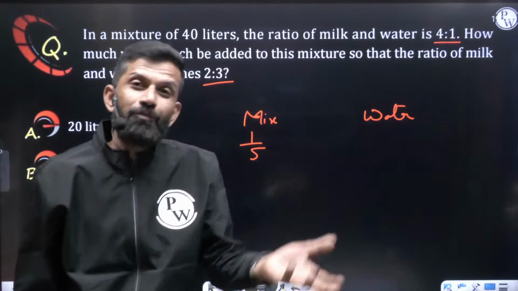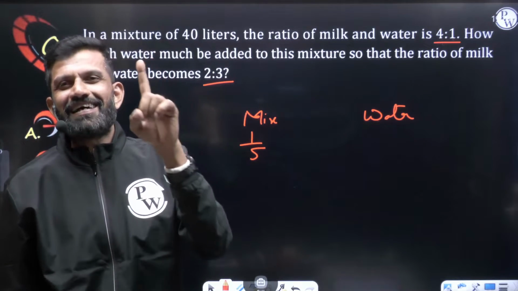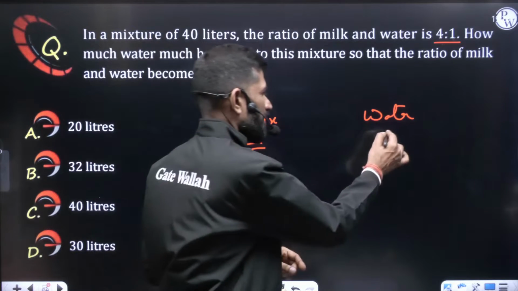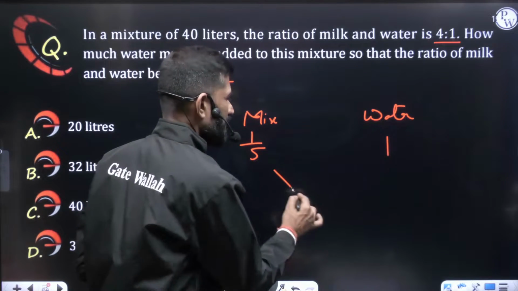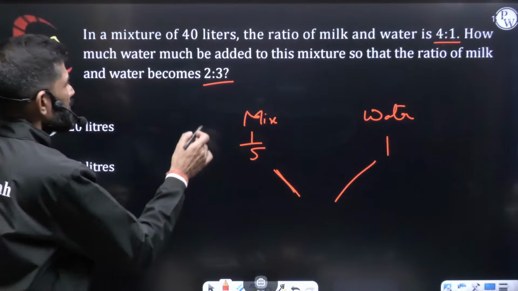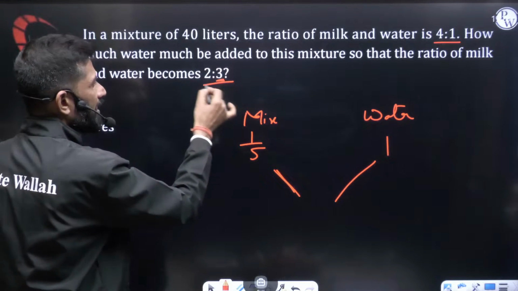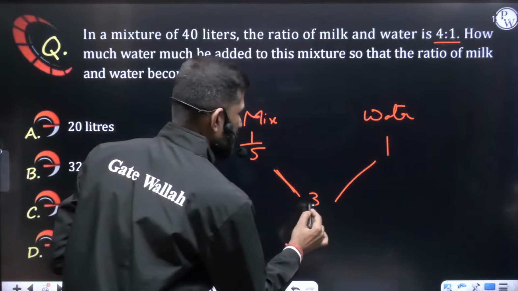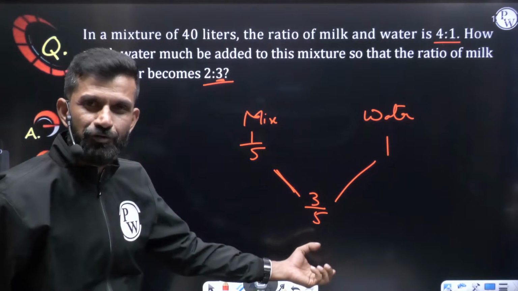Now, how much is pure water? Water is completely 100%, 1 water. Both we should mix. How much water should be there? The new mixture should have how much water? 3 parts out of the total 5 parts. So 3/5 becomes the mean value. This is what we have to make.